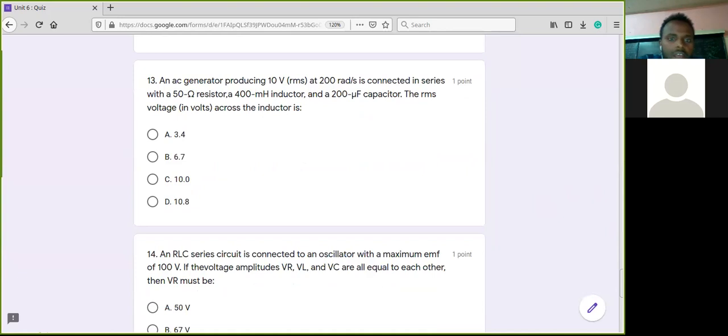An AC generator producing 10 volts root mean square voltage at 200 rad per second. This is the frequency, yes? Angular speed is the same as frequency. It is connected in series with a 50 ohm resistor, a 400 millihenry inductor and a 200 microfarad capacitor. Then the root mean square voltage in volt across the inductor is how much?